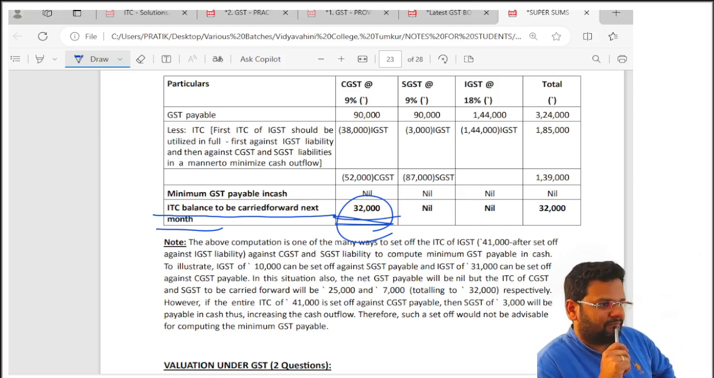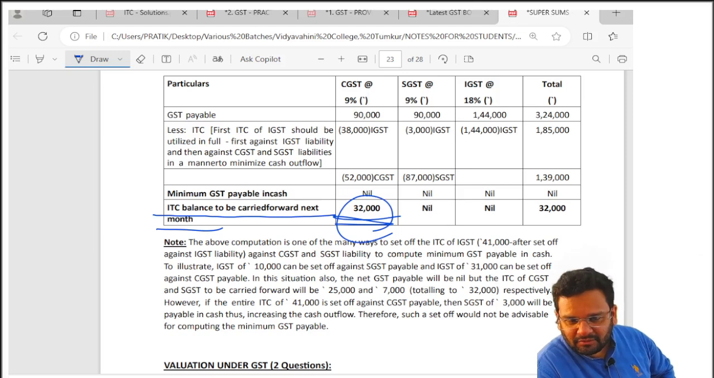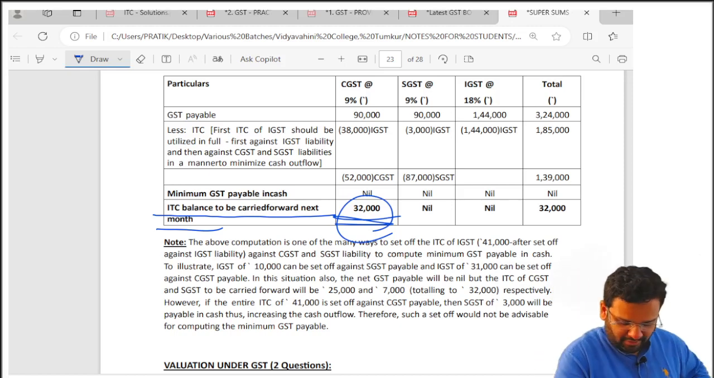Clear? Friends, look at me and tell me, is it clear now? This section, boys, is it clear? Okay.